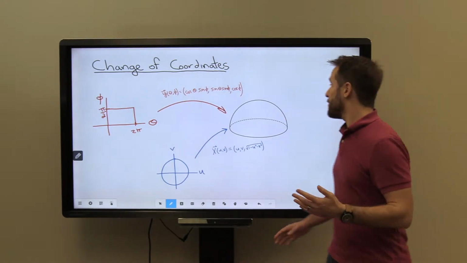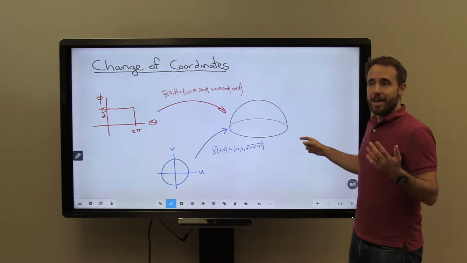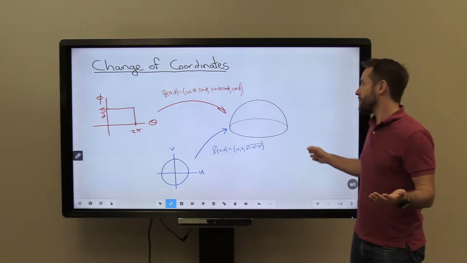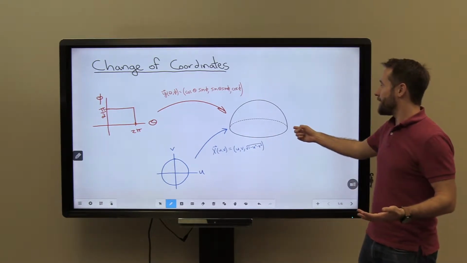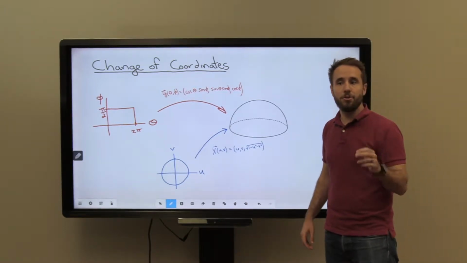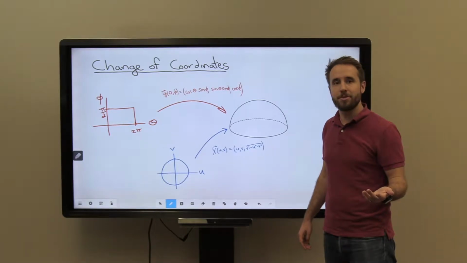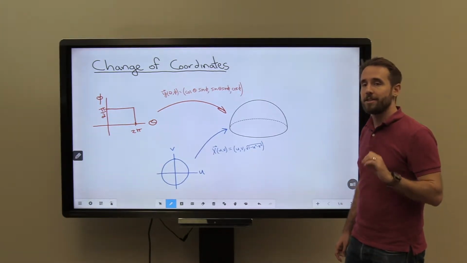As an example, and this will be the main example that we look at, this is a parametrized surface. This is the upper half sphere, so this is just the outer shell of this upper half sphere. It is a parametrized surface sitting in three-dimensional space, but we've got two different coordinate systems and two different parameterizations of this surface.